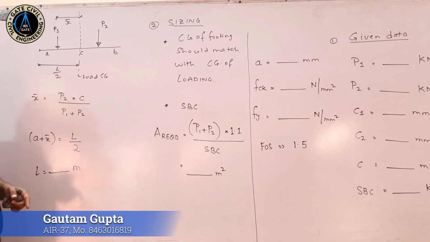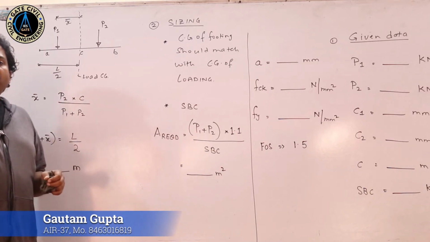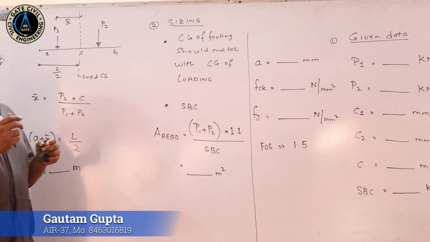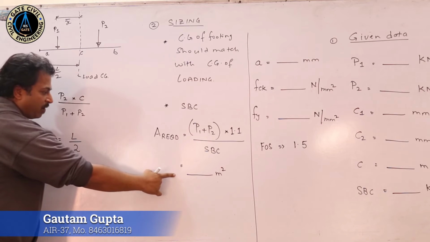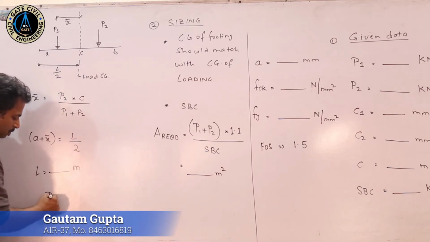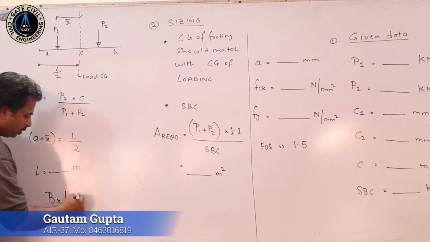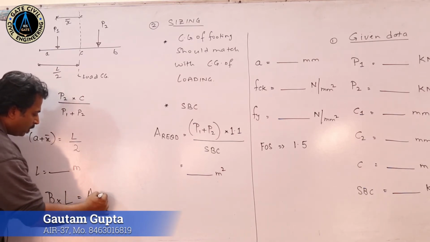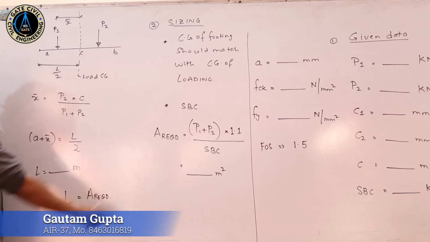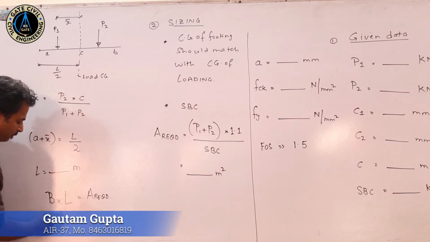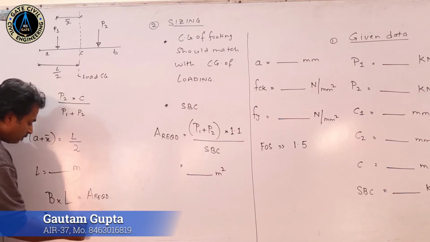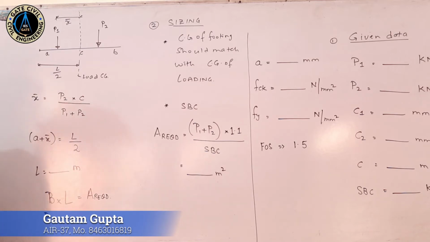As we have provided a rectangular footing, the area required will be equal to length into width. So this A required value equals B, that is the width, into length. A required has been calculated, L has been calculated. So from here we will also get the value of B. So now this is the part of the sizing. We have easily calculated L and B.